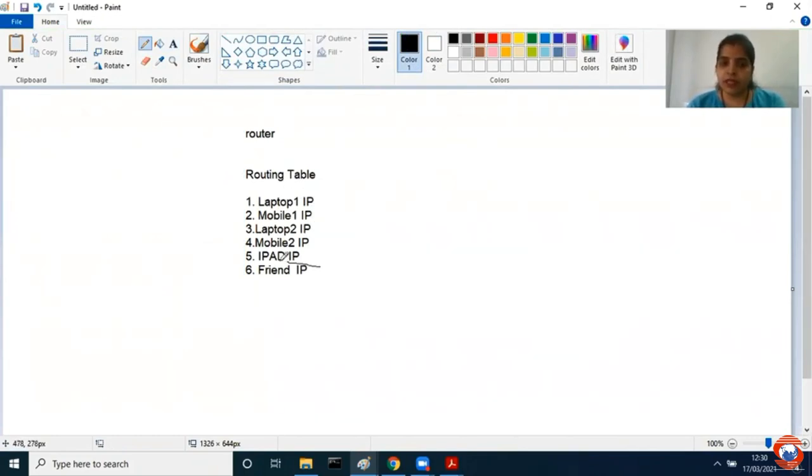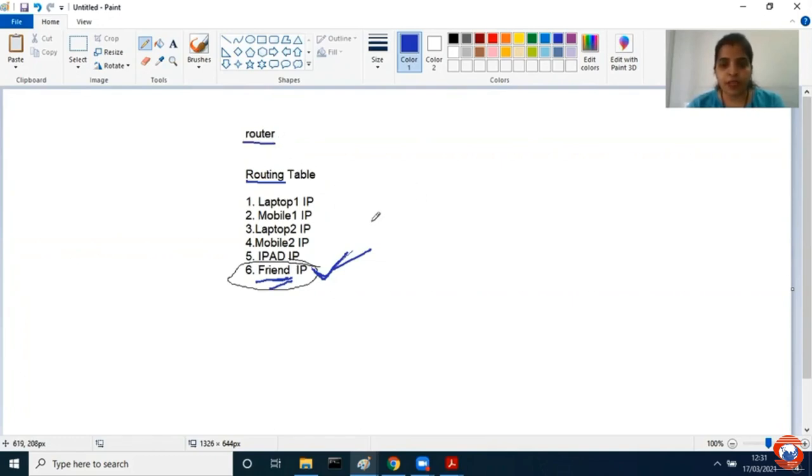The next time your friend visits, if she did not forget the password, she will automatically get connected. Yes or no? It is because my router has the information of this device, and my router has allocated this IP to my friend's laptop or mobile or something like that. That is why we say a routing table is maintained at the router.